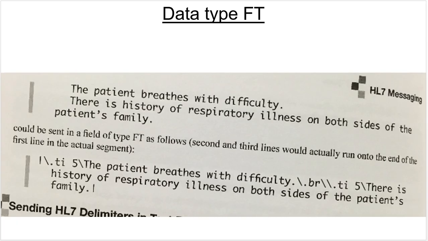Right, so here's an example from the book of data type FT in action. Right, so here you have the patient breathes with difficulty. There's a history of respiratory illness on both sides of the patient's family. It could be sent FT. Now, same thing. We just talked about doing it as TX. It's really just style. How do you want to code your report? Now we're going to do the same thing in FT.